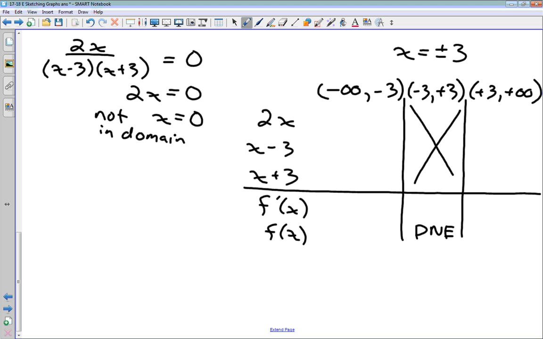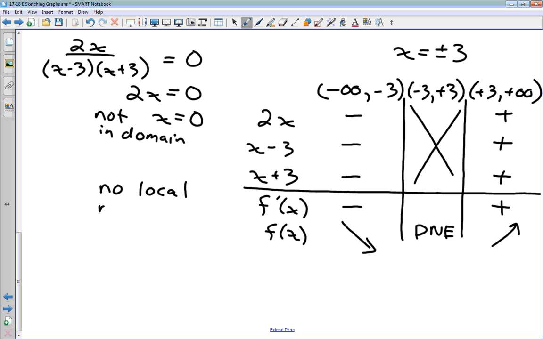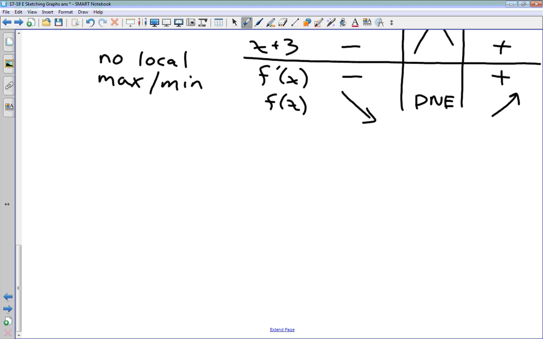So from negative infinity to -3, this is going to be negative, negative, and negative. So our first derivative is going to be negative. From +3 to positive infinity, we're going to have positive, positive, and positive. Okay, so our function is going to be decreasing and then increasing, but we have no local max or min, because there are no points where it changes from increasing to decreasing.